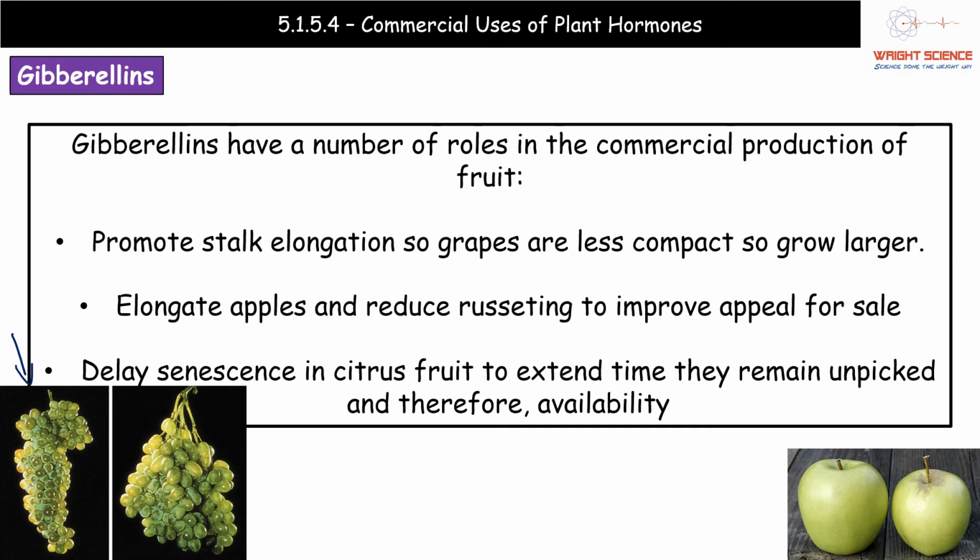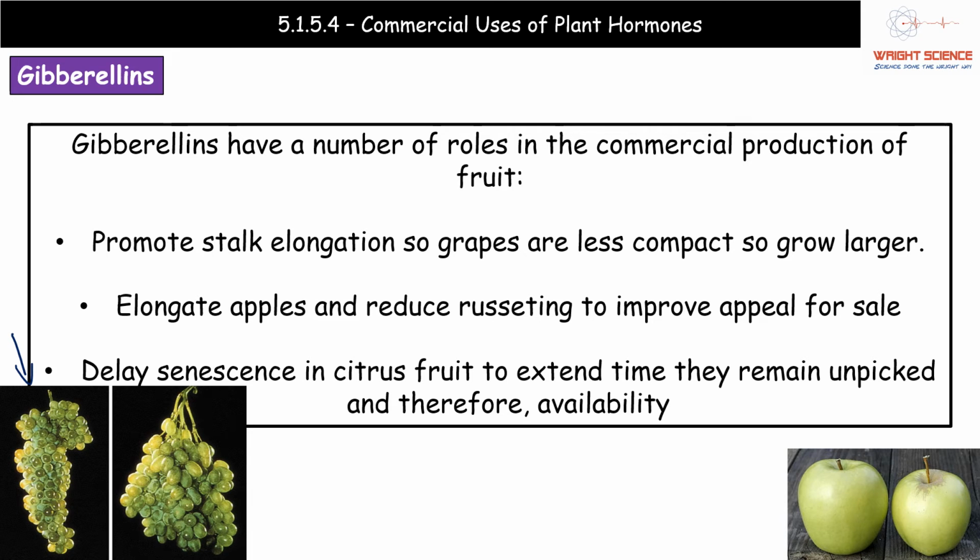So what we worked out is if we actually apply gibberellins to our grapes, then the stalks get longer because the stalk is going to elongate. And because of that, the grapes have more space and so they grow larger. So purely by applying those gibberellins to our grapevines, we can then get larger grapes.